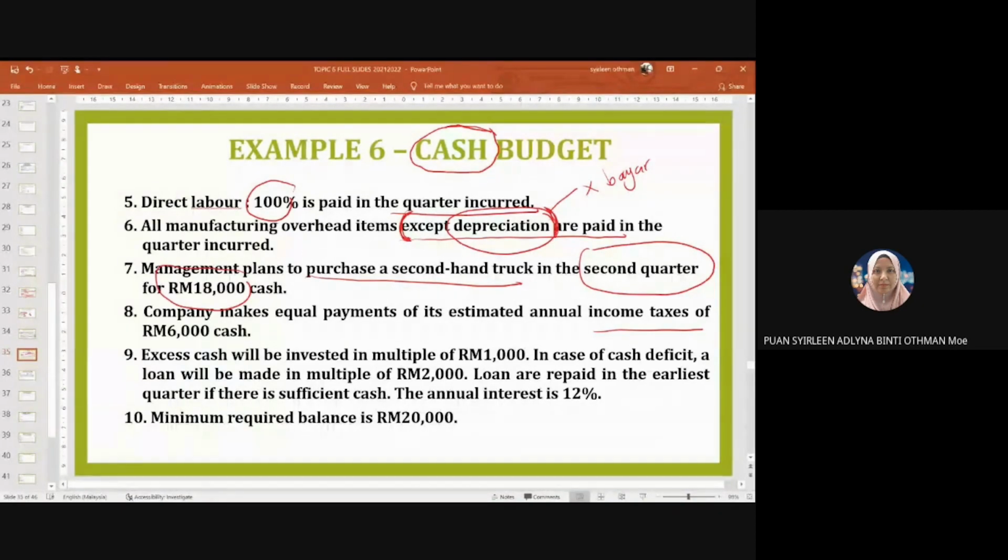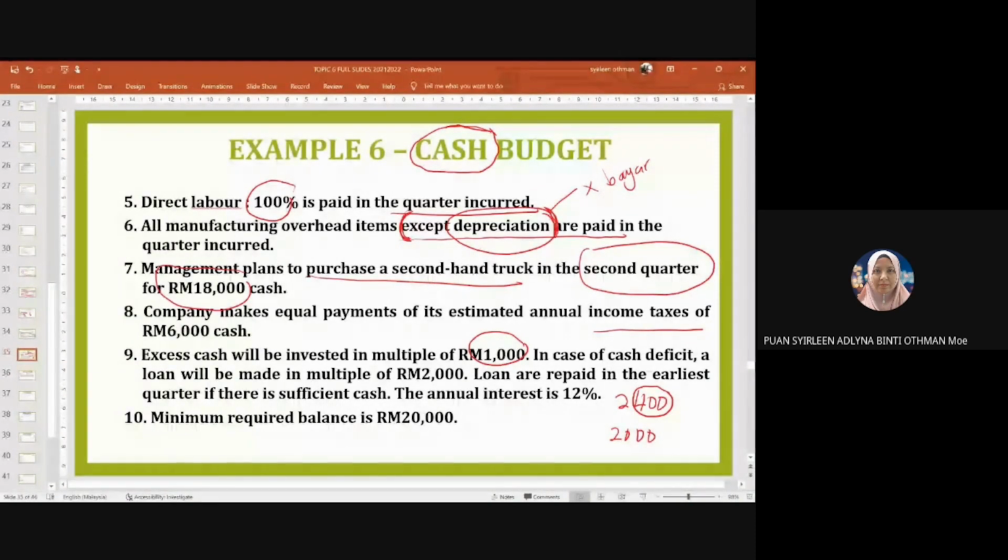Okay. And number 9, excess cash will be invested in multiple of 1,000. So dia kata tadi sekiranya setiap satu quarter tu ada excess atau lebihan tunai tu akan dilaburkan. Tapi dalam multiple of 1,000. Multiple of 1,000 maksudnya dalam gandaan 1,000. So let's say your excess ialah 2,400. So yang saya akan invest 2,000 sahaja. 400 ni saya tak akan invest lah sebab dia mesti dibuat dalam multiple of 1,000. Okay, kena baca soalan betul-betul.